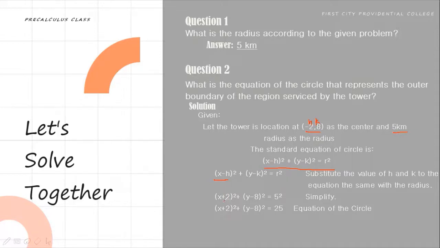Okay? So we have (x plus 2) squared plus, next is copy y, then our k here, which is 8. Since our 8 here is positive, positive times the minus, or the negative, is still negative, or minus 8 squared. Then equals, the value of our r is 5, so 5 raised to 2, or 5 squared.